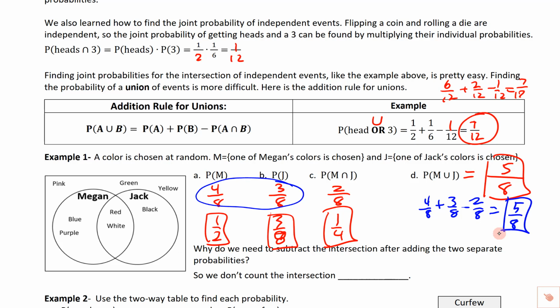And down below, here's why we have to subtract the intersection. You're going to see a couple of these again on the assignment. Why do we need to subtract this intersection when adding the 2 separate ones? Somebody said it earlier. It's so we don't count the intersection twice. We don't want to count red and white here with Megan and red and white here with Jack. We just want to count all 5 of those together. So we do Megan's colors, Jack's colors, subtract off the ones that are in the intersection, and then we've got the right answer. Slightly more complicated, but we can handle that.